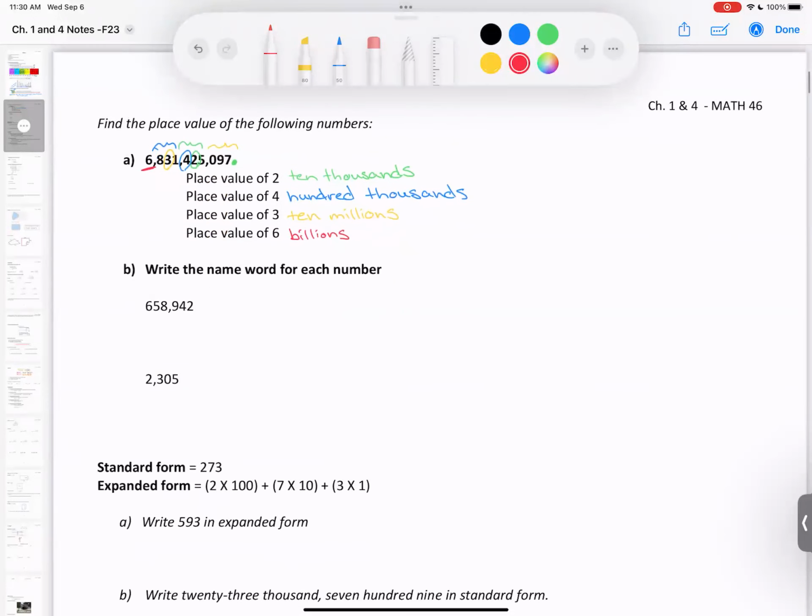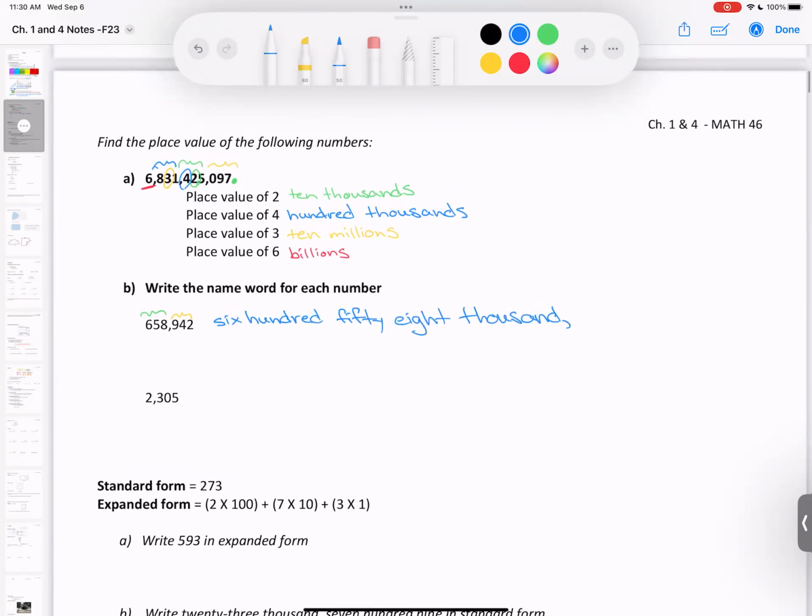Okay, let's do some more words for each of these numbers. So first ones, we're going to say, well, these are our ones. And these are our thousands. So if we were going to write that as a word, then we would say 658,000. And then we've got our ones, which are 942. We don't really say 942 ones, but that's what we mean. 942.